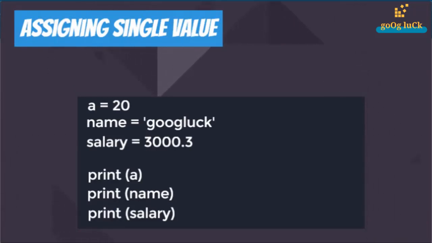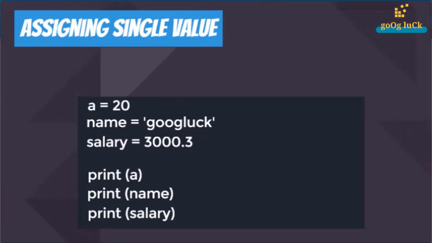You know what? Unlike Java or C++, you don't have to add any data type for a variable. Just specify the name of the variable. For example, a equals 20. So depending on your data, Python will automatically detect the data type of a variable, which in this case is integer. Let's see other examples. Suppose we have name as goOgluCk. So Python will automatically detect that this name variable is of data type string since it stored a string value. Next we have salary as 3000.3. Since 3000.3 is nothing but a floating type, Python will automatically detect that salary is of data type float. You don't have to specify a data type for a variable.